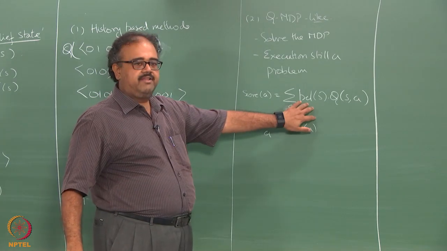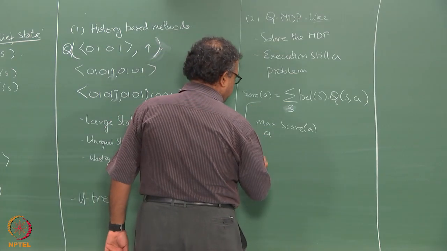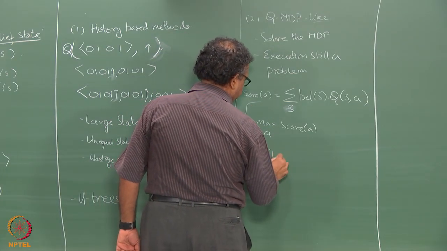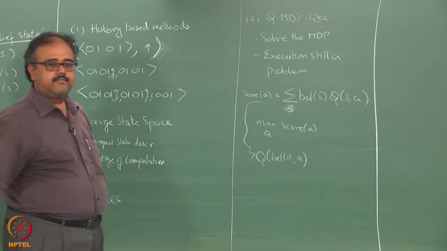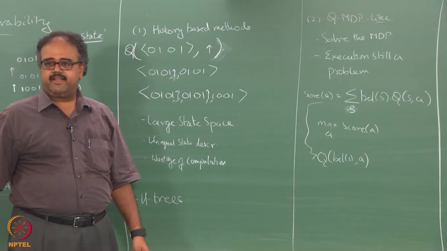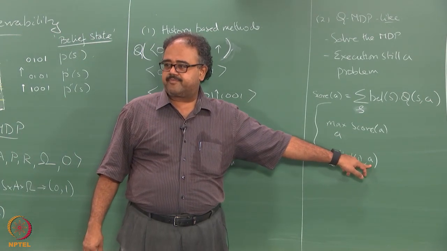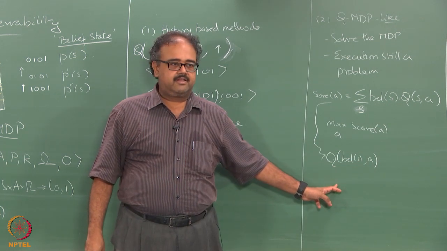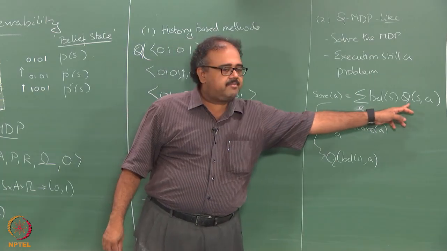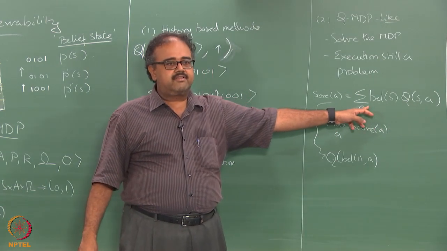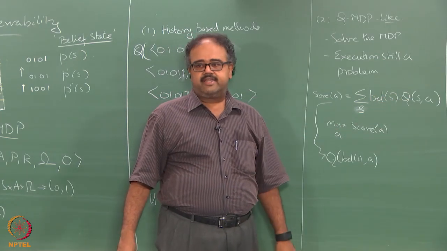So you are in the current belief state. What is the value of taking action A in the current belief state? It is essentially given by the sum over all states of the belief of being in the state times Q(s, a).